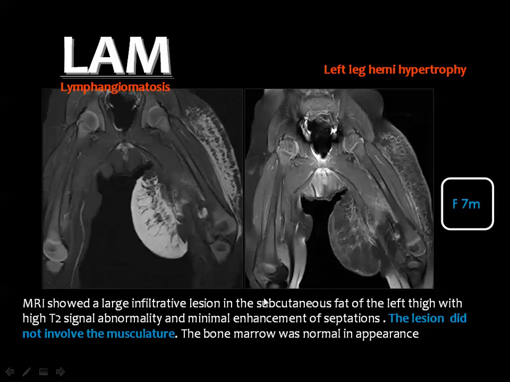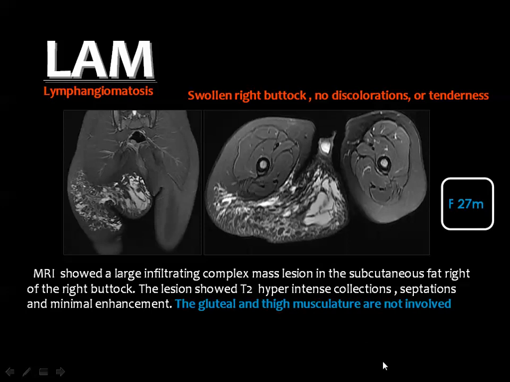The resultant appearance will be in the form of significant increase in the size of the affected limb with extensive subcutaneous abnormalities, as you can see here. And this is lymphangiomatosis in a female 27 months old. And you see the extensive changes in the subcutaneous tissues, but the muscles are intact and also the bone is intact.